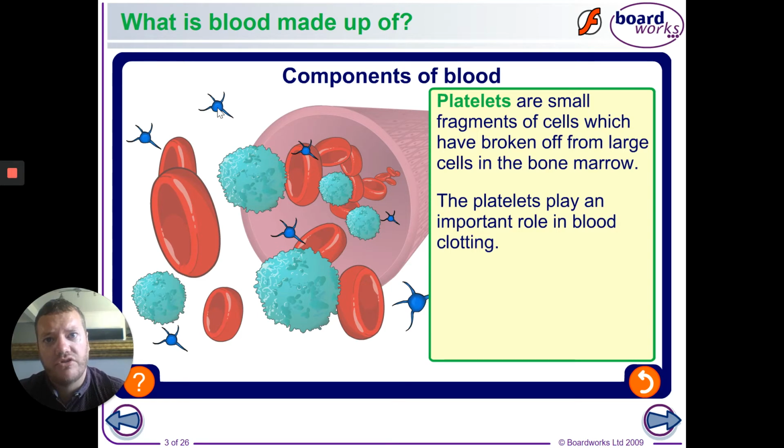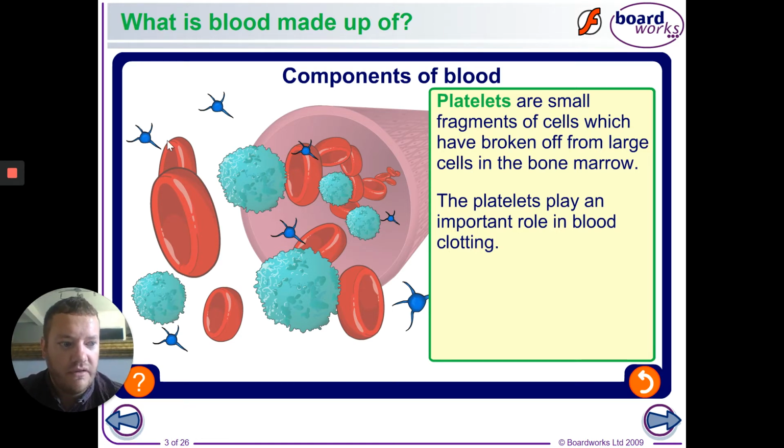Now, the keen-eyed amongst you will have noticed that I said there were 4 main components of blood. I've only spoken about 3 there. You can see it is the plasma. Okay, so all of these things, the white blood cells, red blood cells, and platelets, are being carried in a liquid. That liquid is called plasma.